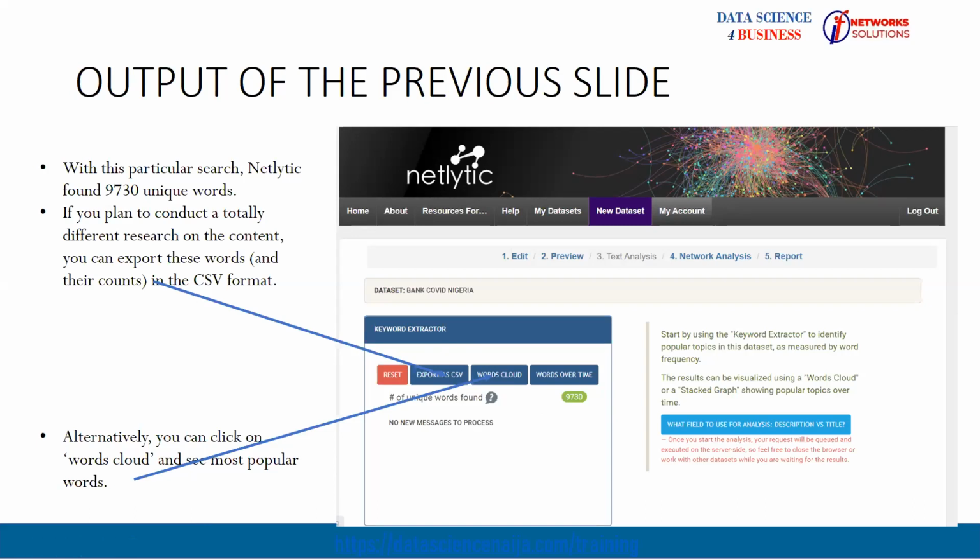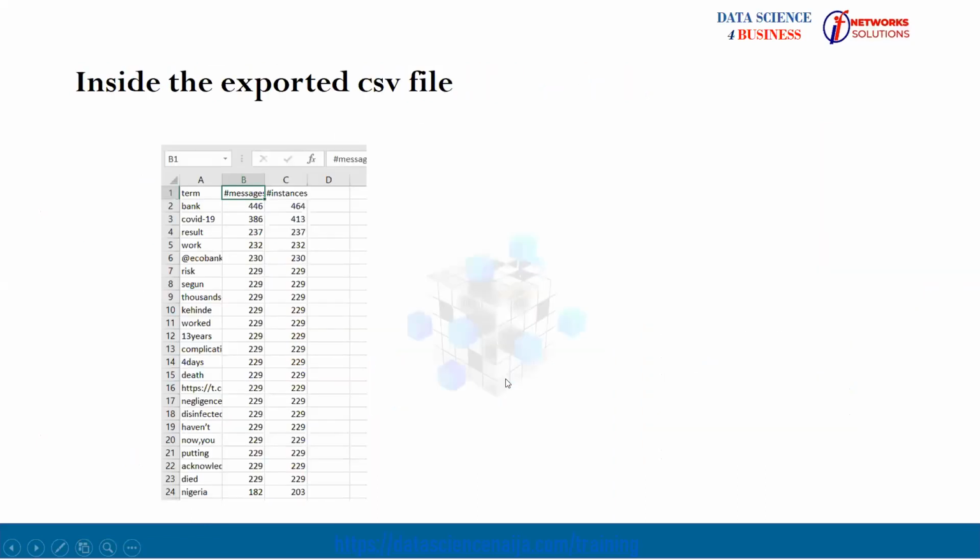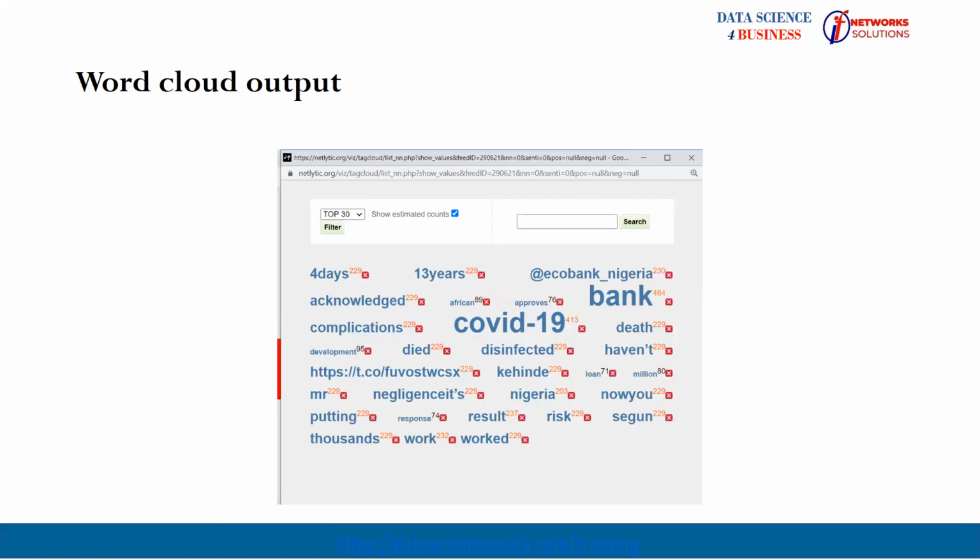And if you like, you can still continue to use Netlytics to do more analysis, maybe like network analysis. But before we go to doing some more network analysis in Netlytics, let's just see what the word cloud looks like. Okay, so if we click on this word cloud button now, we see that we have something like this. So this has created a word cloud of the top 30 words that it found.